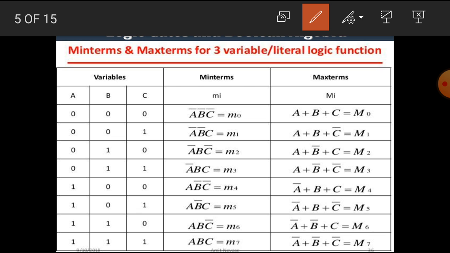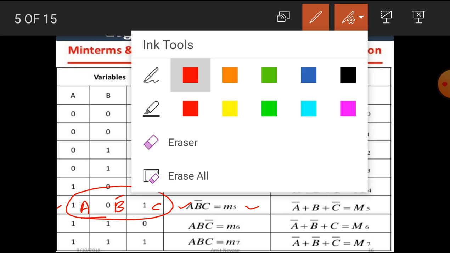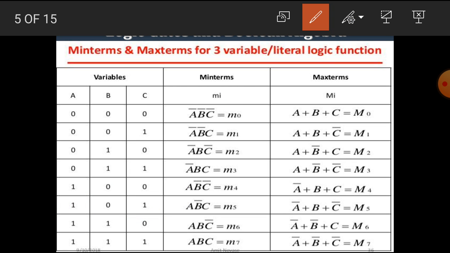The next condition is that A has the value 1, that means A, B has the value 0, hence B bar, C has the value 1, that means C. We get here A, B bar, C, that means min term M5. The next condition is that A has the value 1, that means A, B has the value 1, that means B, C has the value 0, that means C bar. A, B, C bar, that means min term 6.